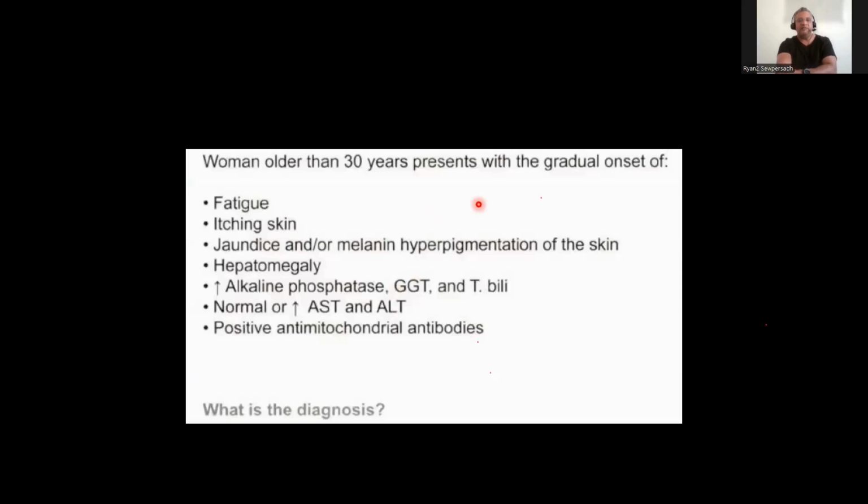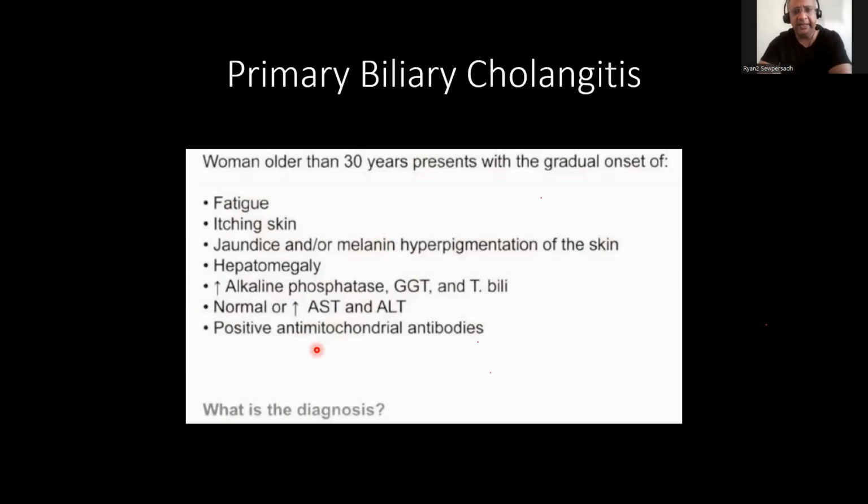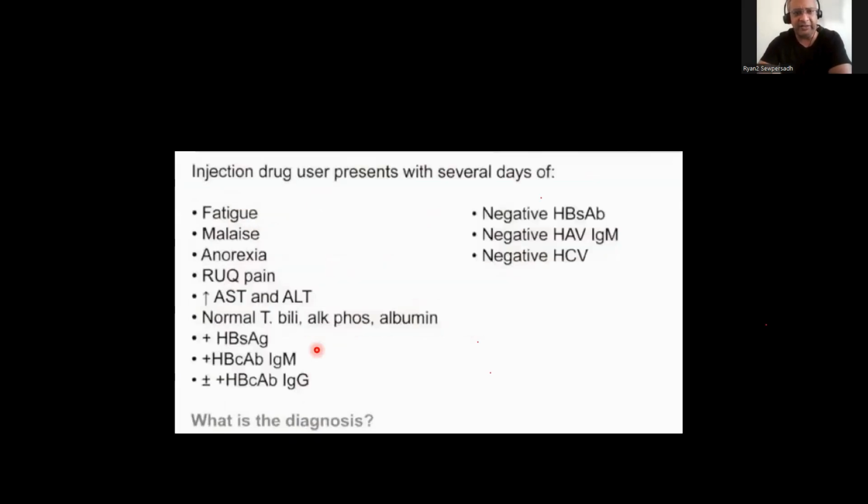Woman older than 30 comes in with gradual onset of fatigue, itching skin, jaundice, hepatomegaly, raised ductal enzymes, normal or increased transaminase. But this is the biggest kicker, guys. Positive antimitochondrial antibodies. We said this is most likely primary biliary cholangitis, okay?